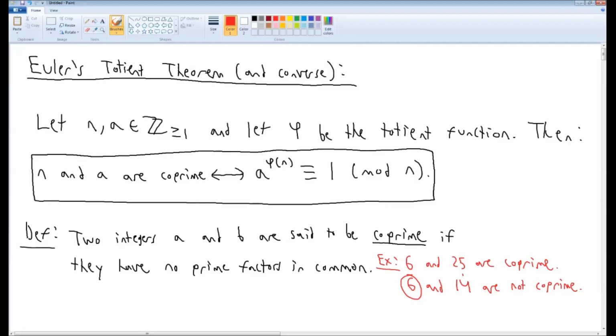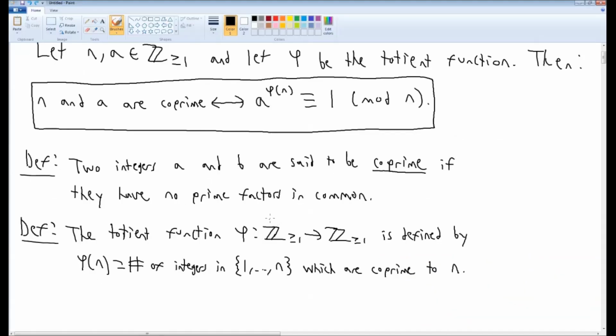However, 6 and 14 are not coprime to each other. Why not? Because the prime factors of 6 are 2 and 3. The prime factors of 14 are 2 and 7. And look, they both have a 2 in common in their prime factorization. So they're not coprime. Finally, the number 1 is coprime to anything, even to itself, which might surprise you. But the reason is that if you prime factorize 1, it has no prime factors at all, so it doesn't have prime factors in common with anything.